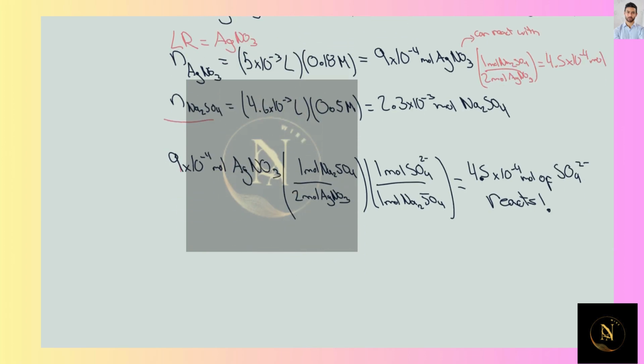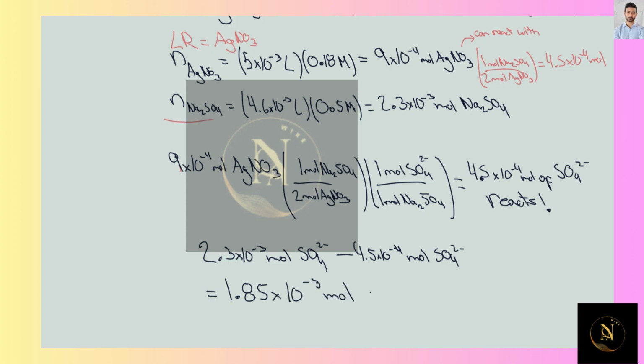We can subtract that from the initial amount. So 2.3 times 10 to the minus 3 mole of SO4 2 minus that I had initially, minus 4.5 times 10 to the minus 4 mole of sulfate, gives us 1.85 times 10 to the minus 3 mole. That is going to be left in solution.